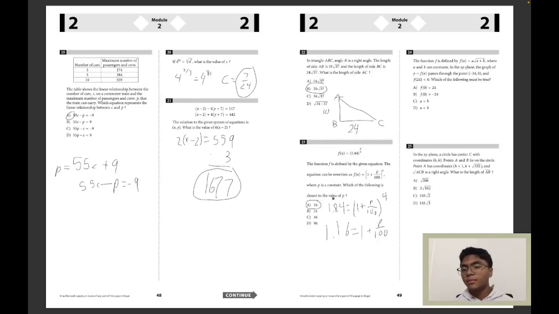The function f is defined by f of x is equal to a square root x plus b, where a and b are constants. In the xy plane, the graph of y is equal to f of x passes through the point -24, 0, and f of 24 is also less than 0. So which of the following must be true? A should be probably negative, right? Because what you're seeing here is that it passes through the point -24, 0.